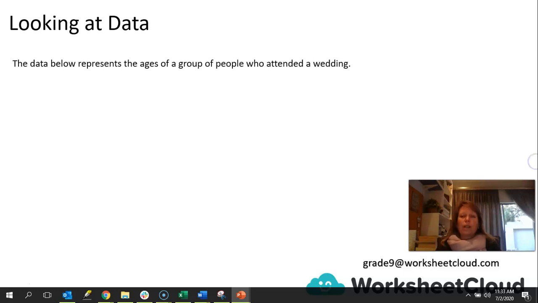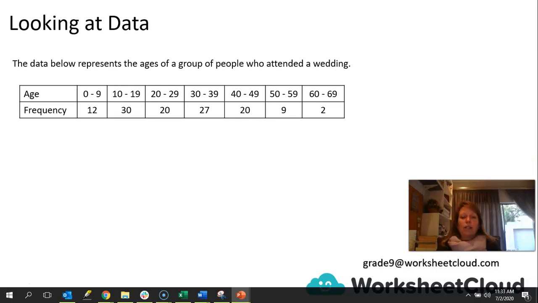Okay, so looking at data. The data below represents the ages of a group of people who attended a wedding. But before we carry on, data is just a collection of information around a certain topic. So here we are going to be looking at people who attended a wedding, and we are going to be looking at them in age groups. So if we look at this table, you can see that the age groups are divided up: 0 to 9 years, 10 to 19, 20 to 29, 30 to 39, 40 to 49, 50 to 59, and 60 to 69. So that actually means that the youngest people that were there were between the ages of 0 and 9, and then the oldest people were between the ages of 60 and 69.